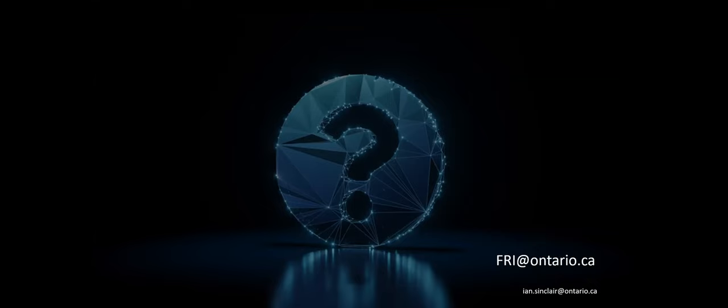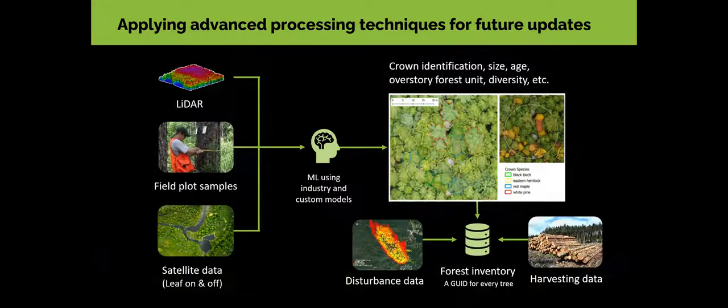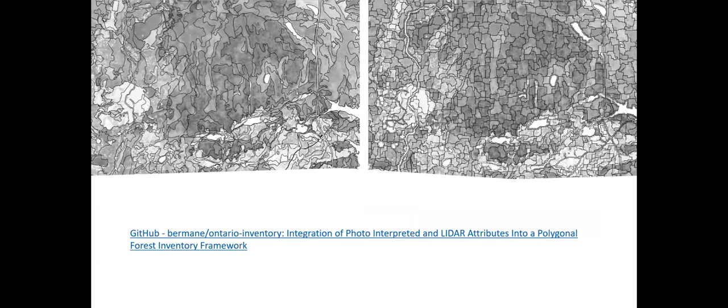On the polygon comparison slide, which was which? Oh, the polygon of the forest inventory with the aerial interp and the... Yeah, so the photo interps on the left and the general region merging algorithm is on the right-hand side. Okay.